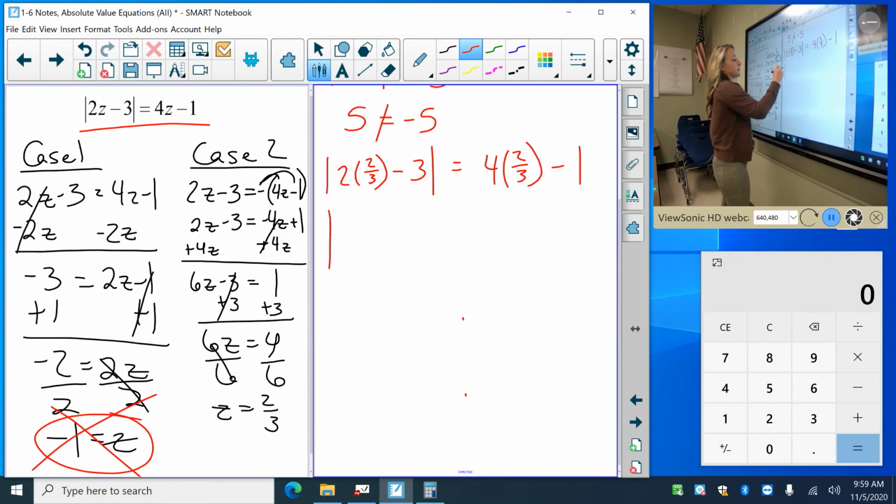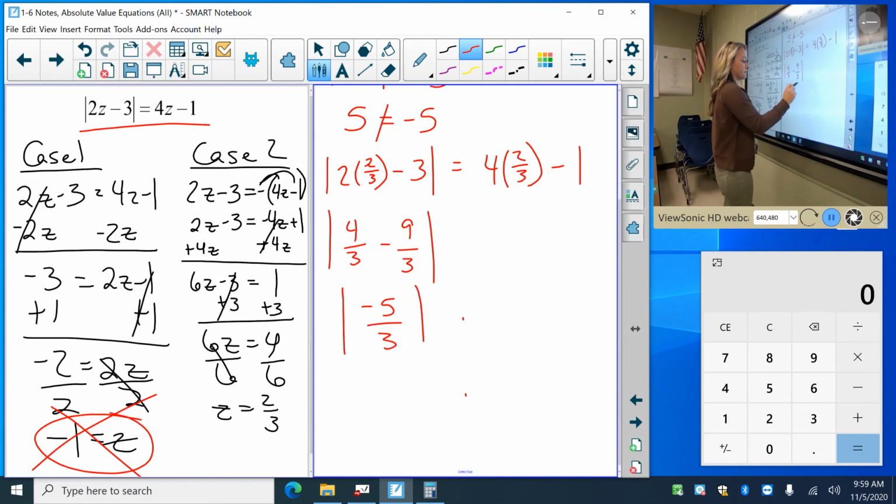So this is 4/3 minus 9/3. Okay, how did I do that? 2 times 2 is 4 over 3 minus, what's 9 divided by 3? 3, and why did I do that? So that I had a common denominator. So this gives me negative 5/3. 4 minus 9 is negative 5. My thirds is my common denominator.